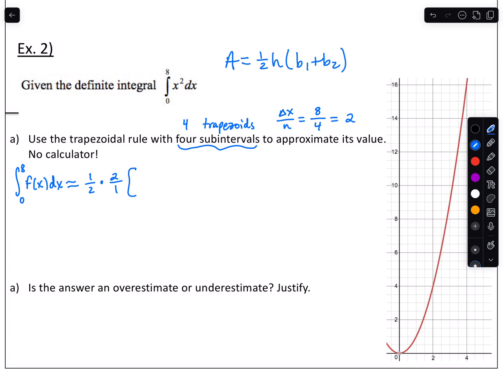But how about just going down the line? I know that I'm starting the integral at 0, which means 0 is going to be the first base of the trapezoid. I'm only using it one time.